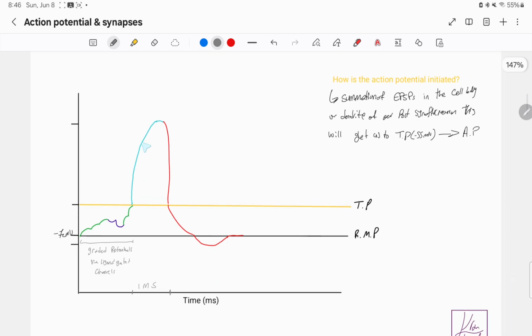And the action potential has many different phases. So this first phase over here, what do you notice? We're going from a resting membrane potential all the way up to a very, very high membrane potential. In fact, we're going from negative 70 millivolts all the way up to positive 30. And we know that our threshold is negative 55.